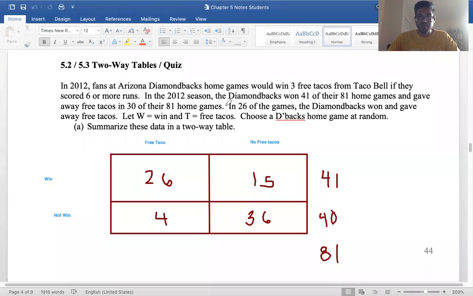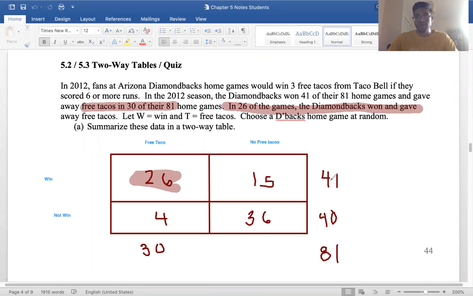So the first thing is, in 26 of the games, the Diamondbacks won and gave away free tacos. So that's going to be this number right here, right? If you think about it, we have winning and free tacos, so that goes in this box right here. And then if we keep reading, we gave away free tacos in 30 games. So we know that this total here has to be 30. So once I figured out that this top box is going to be a 26, then I can fill in this with a 4.